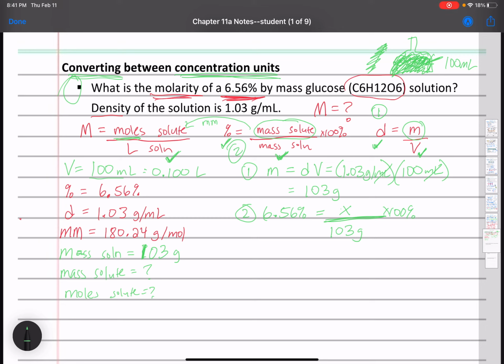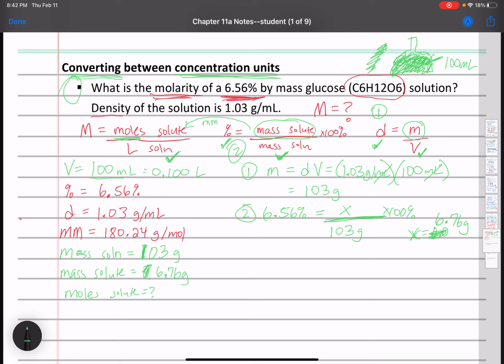I solve for x by dividing both sides by 100 and multiplying both sides by 103, which I don't have a ton of room here, so I'm just not going to do. But you do the algebra to solve for x, and you get... Nope, sorry, looking at the wrong thing. You get 6.76 grams. Now that's 6.76 grams of our solute. So I'm going to just add that to my list here.